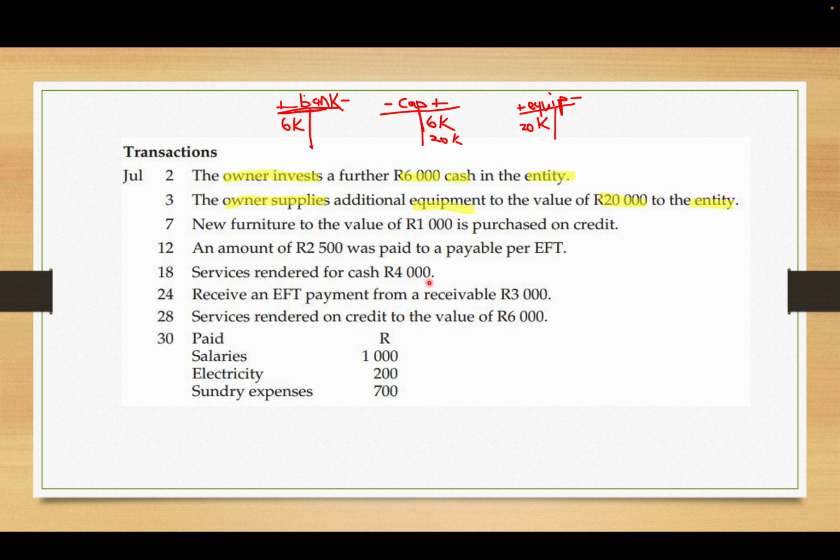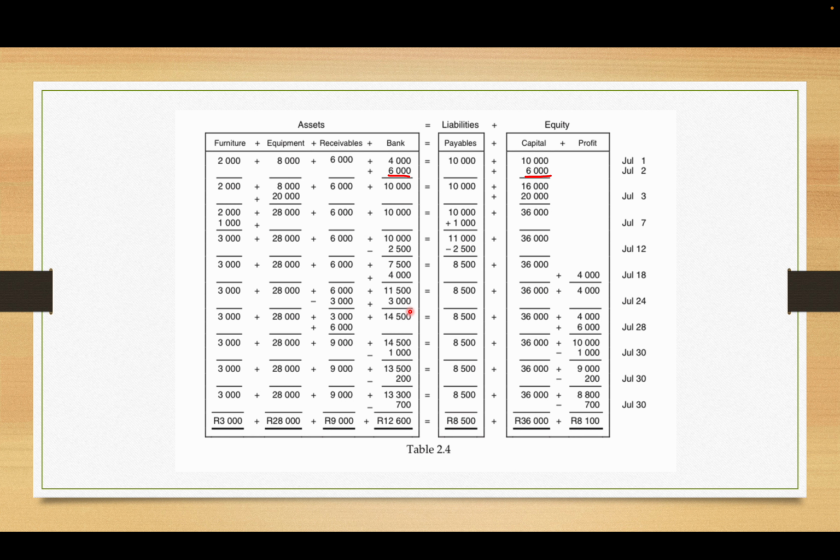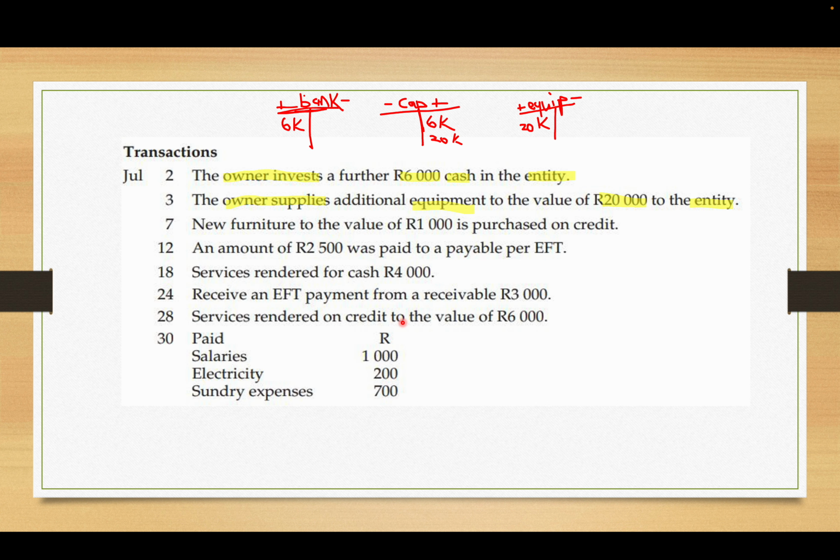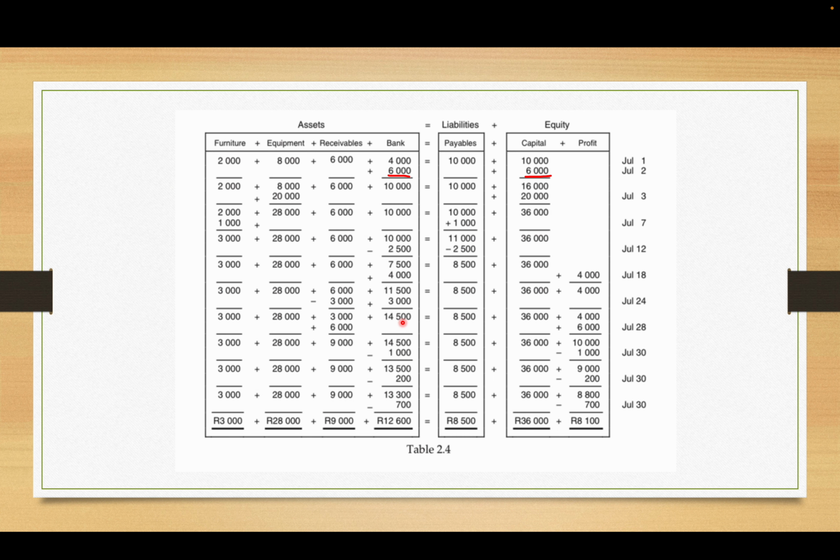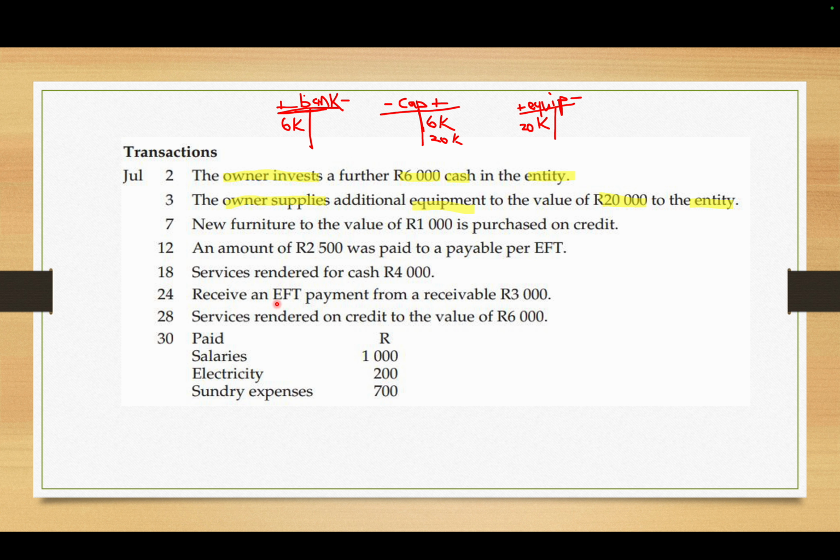Income falls under equity. So let's see how it looks. So we have 4,000. Services rendered by 4,000, so it increases our bank by 4,000 because we've got 4,000 cash, and also increases my income by 4,000, so it's under profit. Increases by 4,000 rand. It's income. It's under equity. There we go.